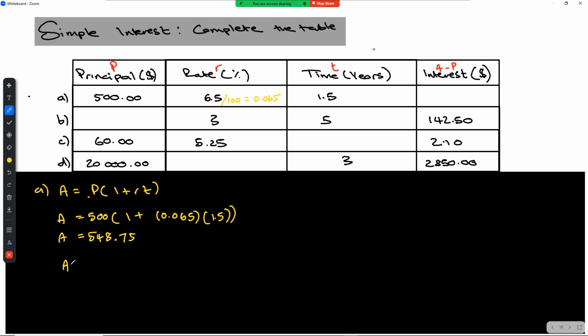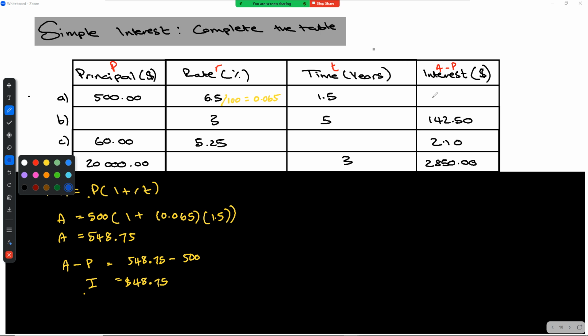So 548.75. And then we've got A minus P. So A is 548.75, minus my principal value of 500. And so that comes to 48.75, and that's going to be my interest. So my final answer here will be $48.75 for that question.